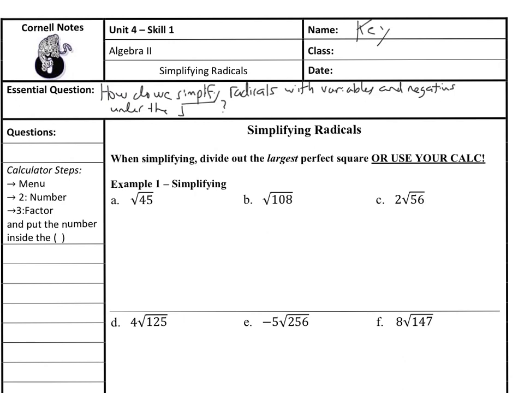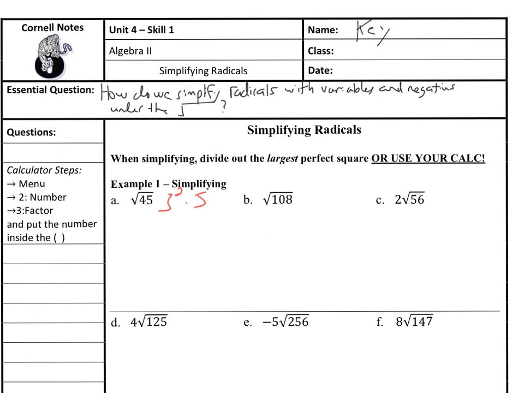So we start off with, in the calculator, we're going to type in menu number factor, so menu 2, 3, and we're going to type in 45 inside the parentheses. That's going to give us a lovely 3 squared, all right. So 3 squared times 5.